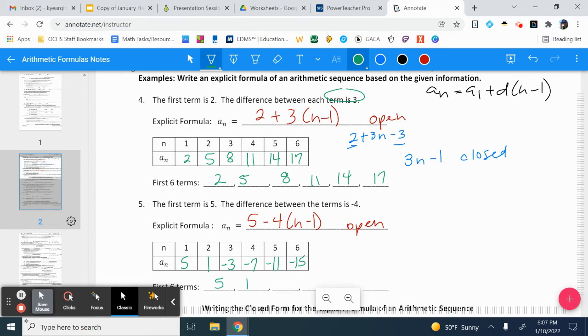So I hope that you're seeing here, it doesn't really matter the order that you do these things in as long as you are getting the correct answers. And if you wanted to close this, you would be doing some distributing. So it'd be 5 minus 4n, and then negative 4 times negative 1 gives me positive 4. Combine these like terms, so I get 9 minus 4n, and that would be the closed version. Completely up to you on whether you want to use the open or the closed.